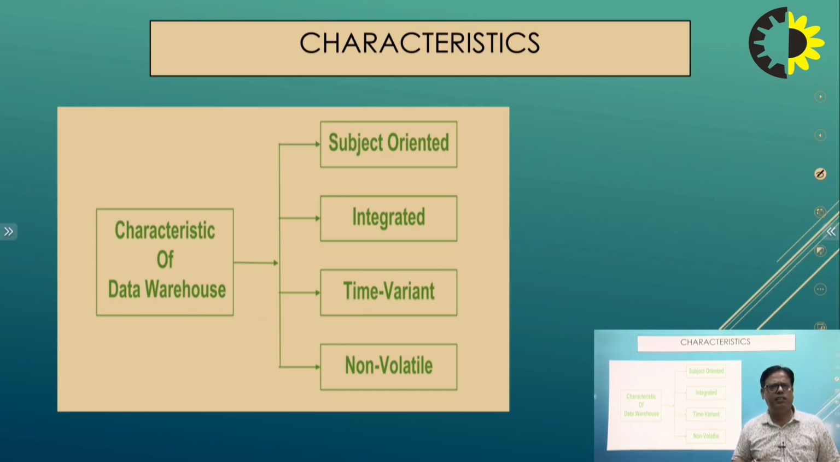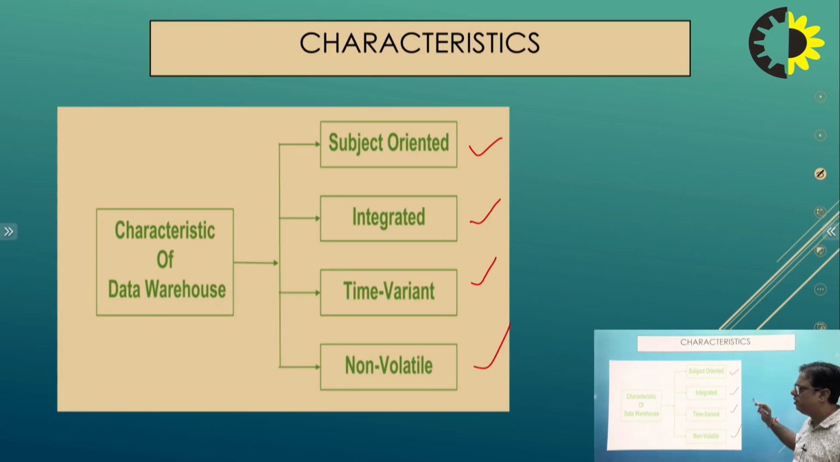There are 4 types of characteristics used in a data warehouse and data mining. First one is subject oriented. Second is integrated. Third is time variant, and fourth is non-volatile.